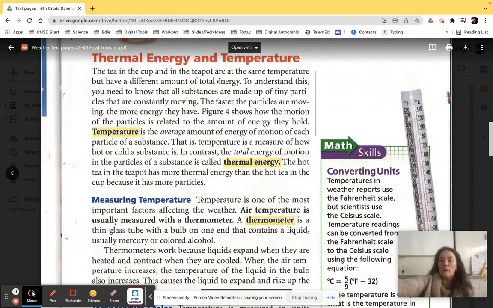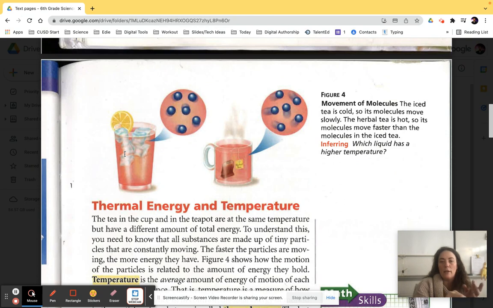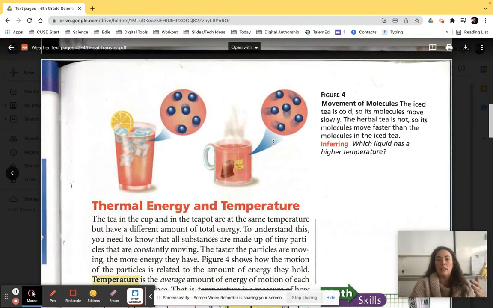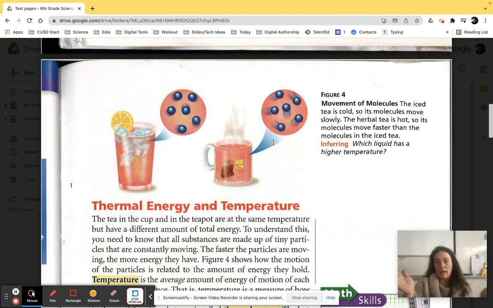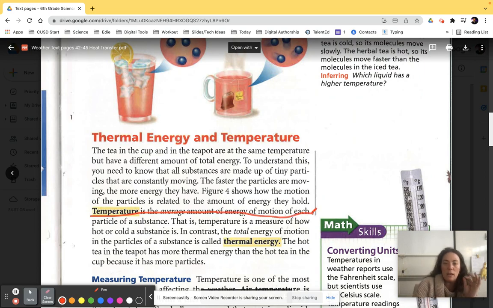Temperature is the average amount of motion of each particle of a substance. So what they're showing you is that temperature up here is really just an average of how much thermal energy the molecules have together. So if you added up all the energy of each of the atoms and took the average, you would have a lower temperature than you would here, if you took all the energy of all the atoms, added it together, because each atom has more energy, and took the average there. So the temperature is, as they say here, the average amount of energy of motion of each particle. Okay. So temperature is just how hot or cold a substance is. Okay.